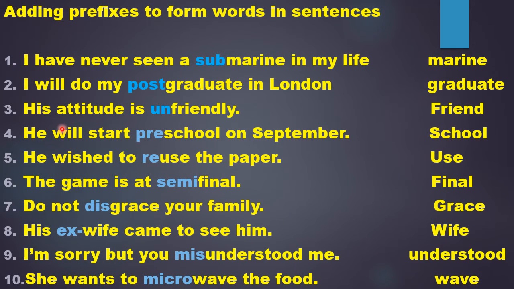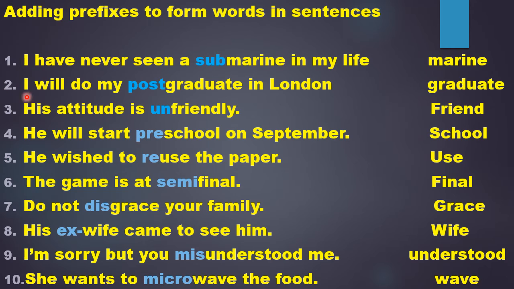Now let's see how we use these prefixes to form words in sentences. Number one says, I have never seen a submarine in my life. You see, marine has the prefix sub added in front of it to make it submarine. That is, sub means under, and marine means water. So someone that goes underwater is called a submarine.